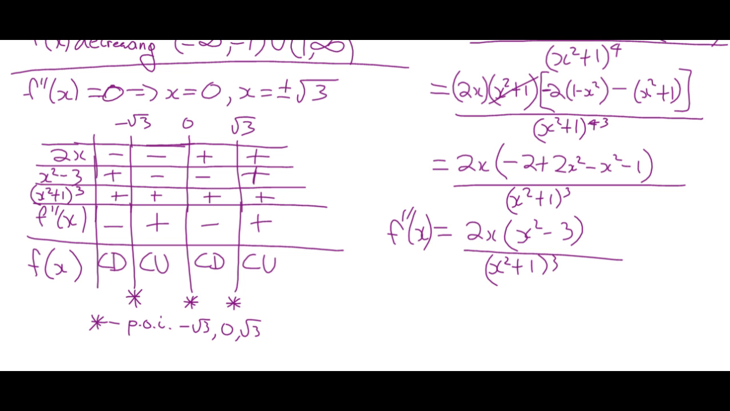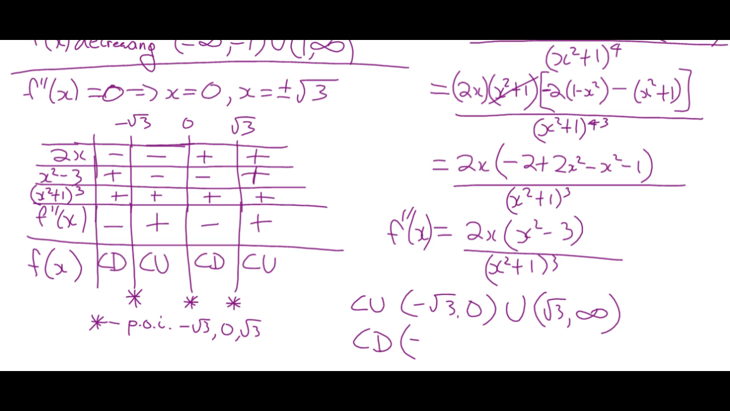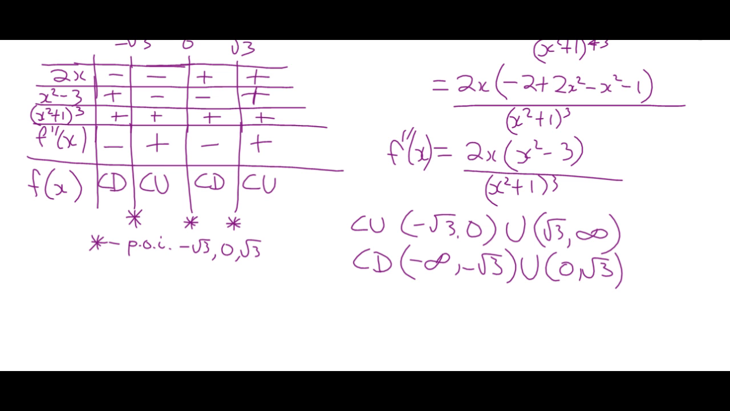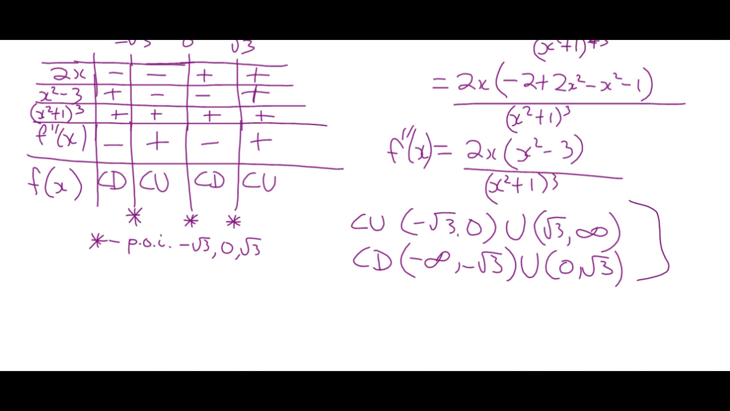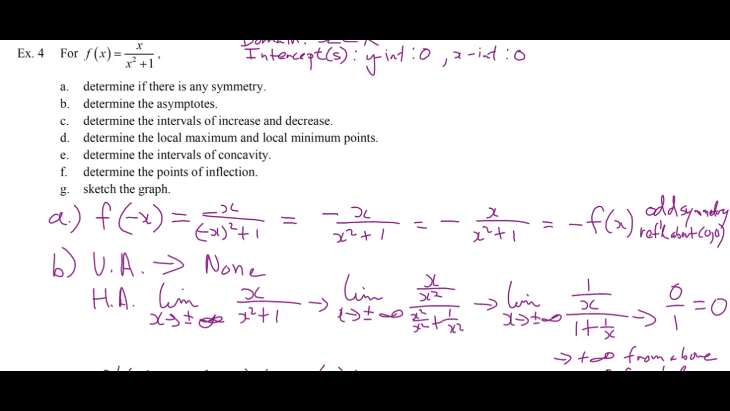That's actually kind of jumping ahead. That's part of F. So let's finish E. So concave up, where? Negative root 3 to 0, and root 3 to infinity. Concave down, negative infinity to negative root 3, and 0 to root 3. All right, so I think this addresses E.